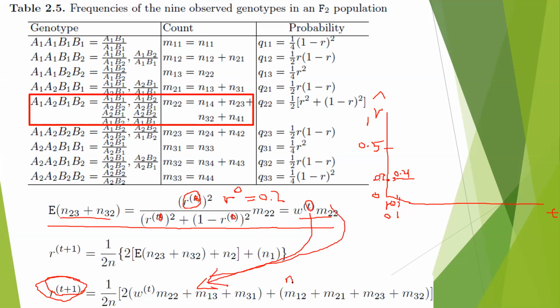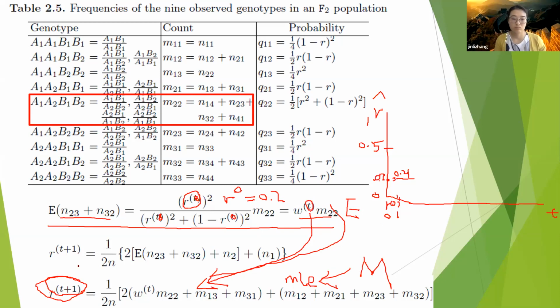This is MLE. This is the maximization step. This is the expectation step. This is the maximization step here, because this is MLE. If you use this value to plug in here, you can calculate R t plus 1. Can we?